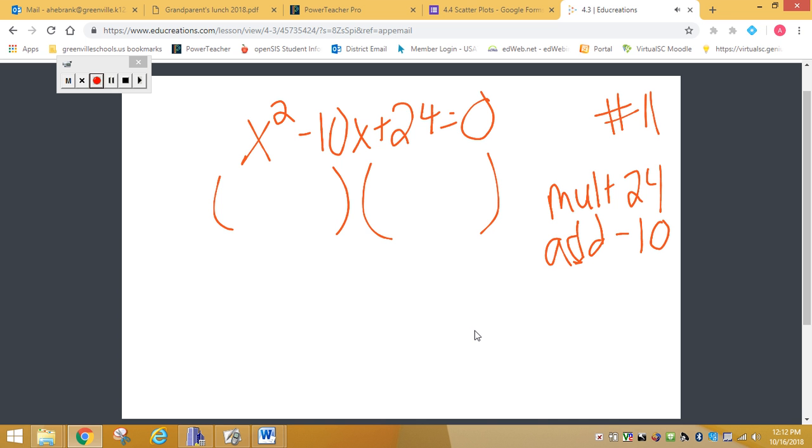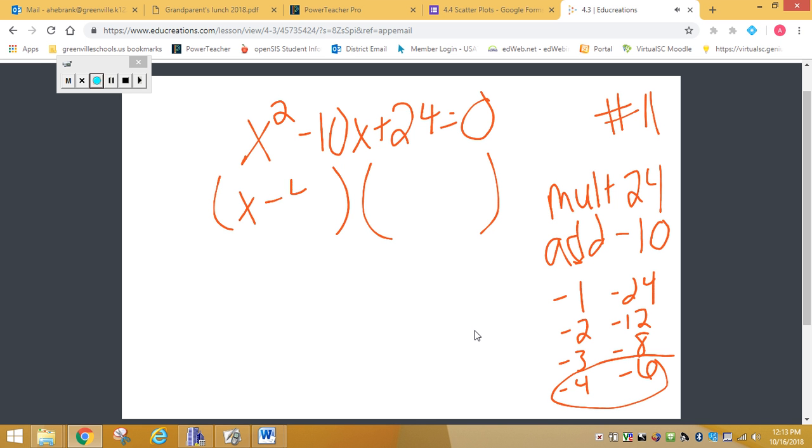The only way you can multiply to get a positive and add to get a negative is if they're both negatives. So I could do negative 1 and negative 24. Those multiply to give me 24. Negative 2, negative 12. I could do negative 3, negative 8. I could do negative 4, negative 6. I'm going to stop there because ding, ding, ding, there's my answer. Negative 4 and negative 6 add up to give me negative 10.